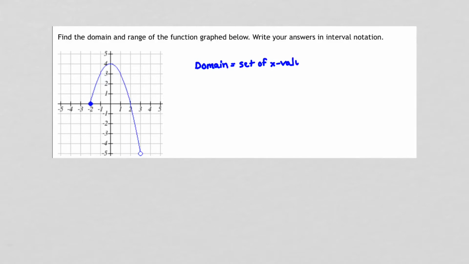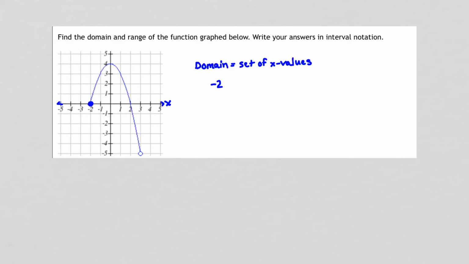In terms of a graph, what does that mean? Well, our x-axis is the horizontal axis that runs from negative infinity to positive infinity. And so when we talk about the domain of a graph, what we're talking about is the span of the graph from left to right. Notice this graph starts at the value -2.